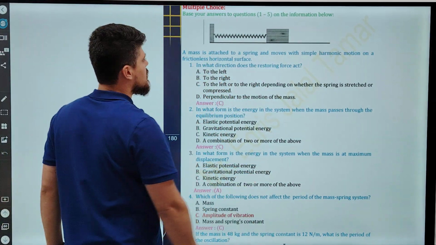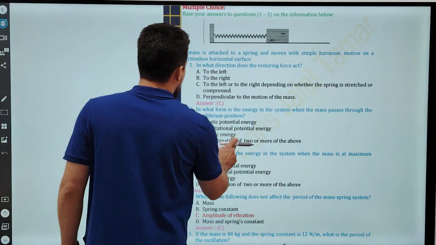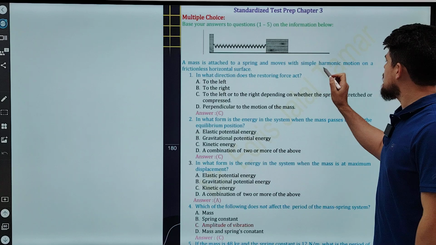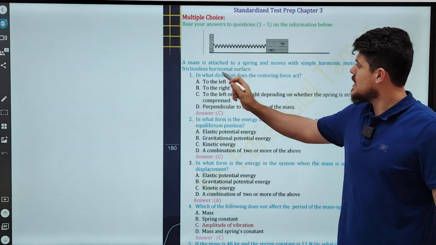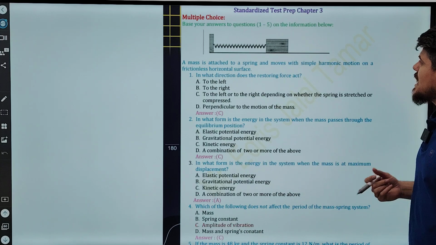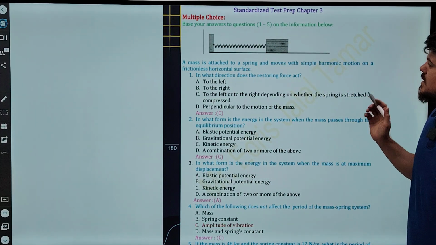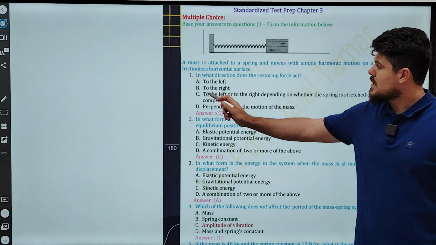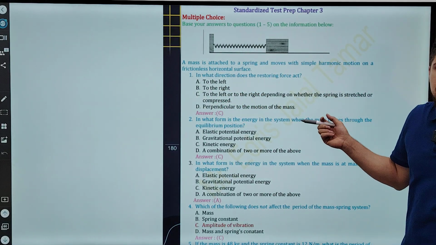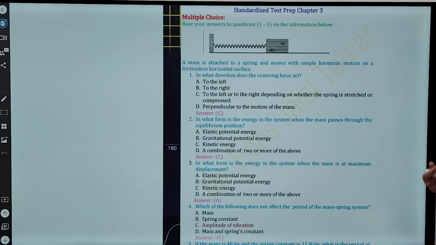In what direction does the restoring force act? Okay, look at this question. A mass attached to the spring moves with simple harmonic motion on a frictionless horizontal surface. In which direction does the restoring force act? Because the direction of the applied force is not indicated in this question, so to the left, no. To the right, no. To the left or to the right, according to whether the spring is stretched or compressed.